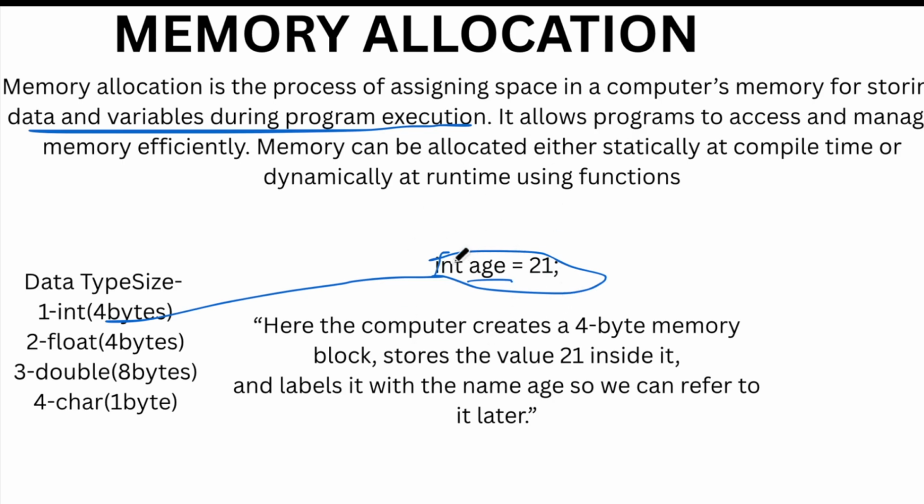So int age means that it creates 4 bytes of memory to store the value 21, the data input given to it, by the name of age in the computer. So this is memory allocation.